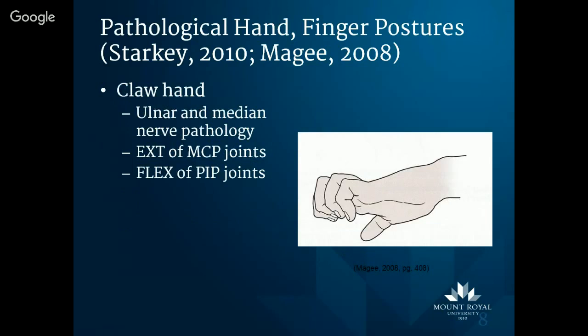Claw hand results from ulnar and median nerve pathology. If the ulnar and median nerve cannot innervate the muscles in the hand and the fingers, then the metacarpophalangeal joints will be unable to extend, and the proximal and distal interphalangeal joints will be unable to flex. So claw hand is a posture that results from ulnar and median nerve pathology.